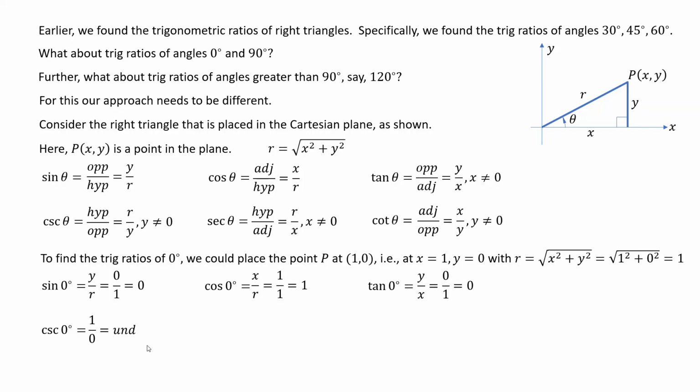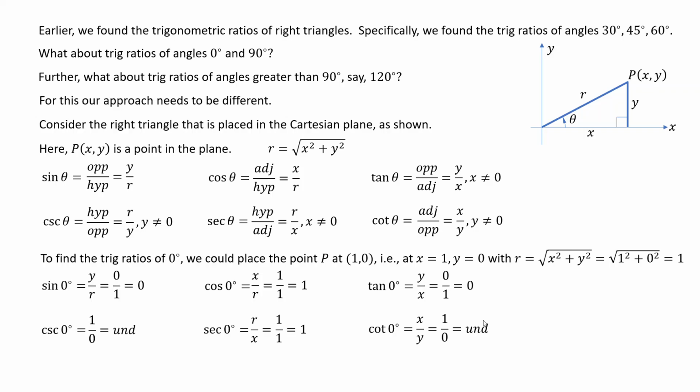What about secant 0? Secant 0 is r over x. So 1 over 1, and that's also equal to 1. Cotangent of 0. Cotangent of 0 is x over y. That is 1 over 0. And that is undefined as well.